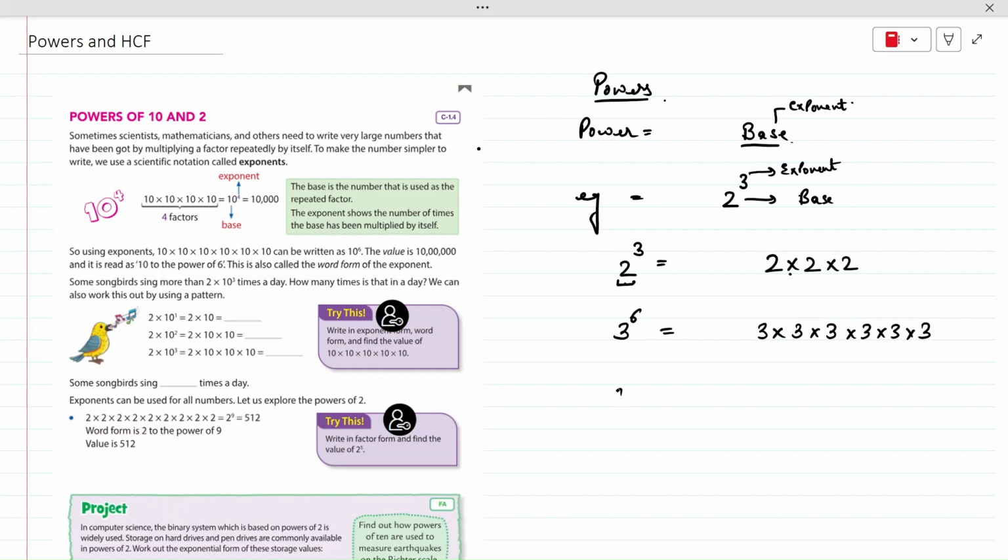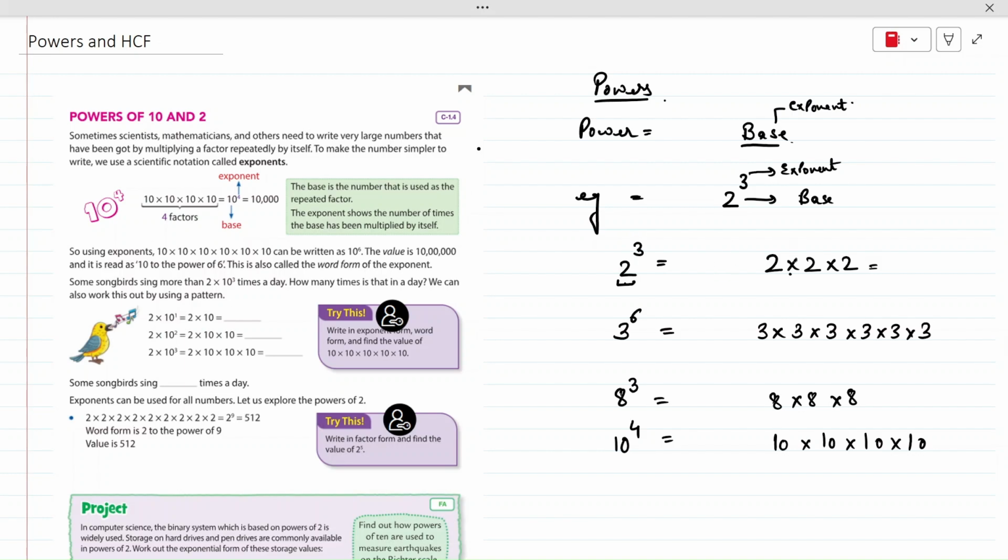If I write 8 raised to the power 3, it will be 8 multiplied by 8 multiplied by 8, and then we can always find the product. Next, 10 raised to the power 4, let's say. So we have 10 four times. So these are called powers. The number at the bottom is the base and the number above is the exponent.